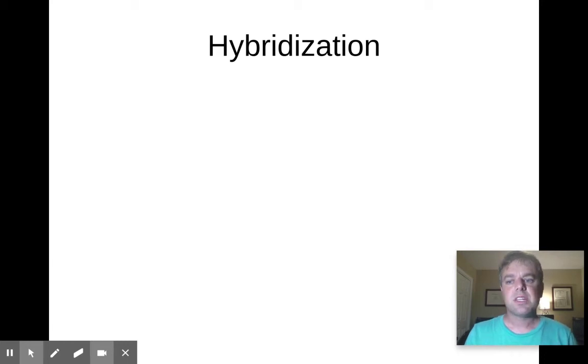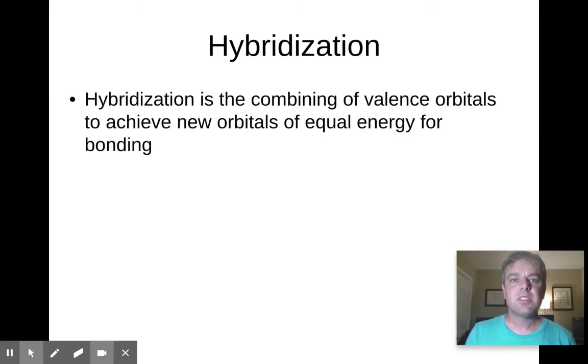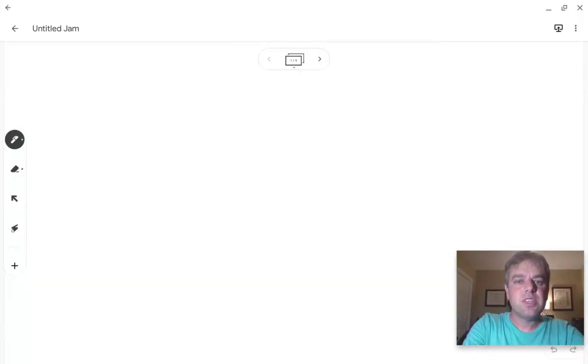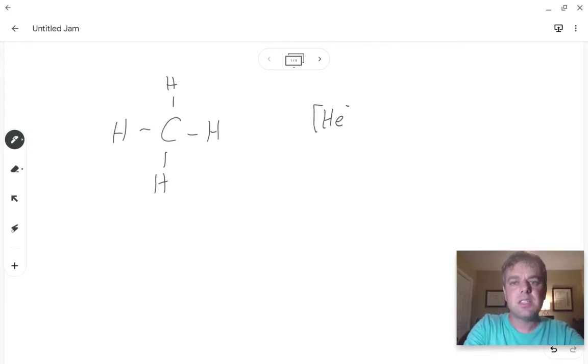So, the first thing we're going to talk about is what's called hybridization. And hybridization is the combining of valence orbitals in order to achieve new orbitals of equal energy in order to form bonds. So, for instance, if we consider the CH4 molecule, carbon, its valence electron configuration is He 2s2 2p2.